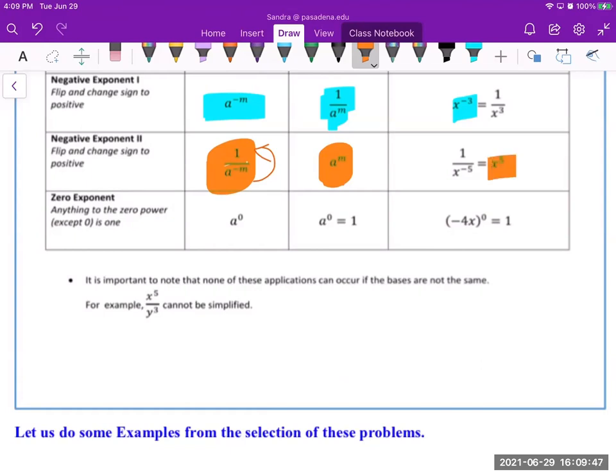What about a to the 0 power, which is the zero exponent rule? A to the 0 power is equal to 1. In fact, any number raised to the 0 power is always 1.